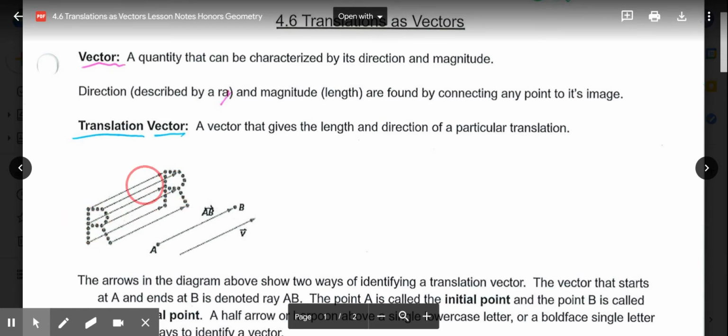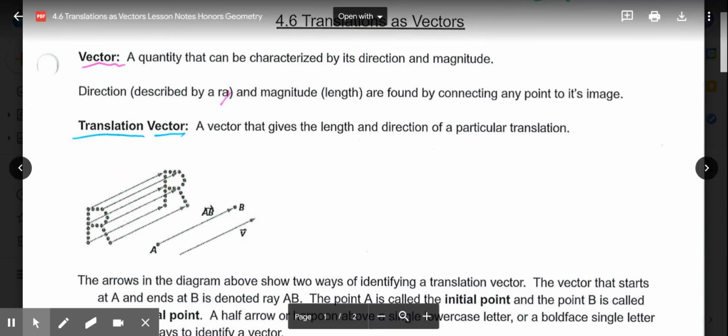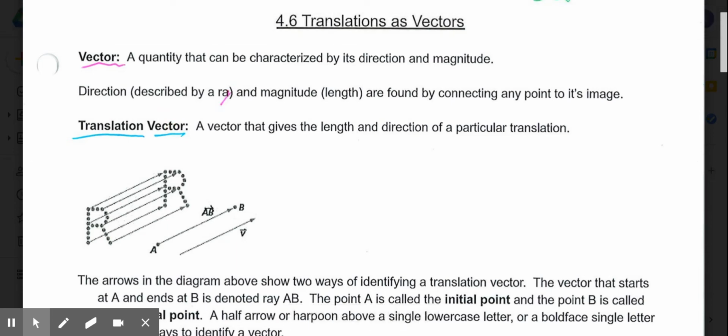If this just slid, we could choose any point off the R. So if I chose the point in the upper left, I would have to connect that with the point of the image R in the same spot. And by doing so, I am drawing my vector, which gives me the length from the original point to the new point and the angle or direction of that shift. So a translation vector is a vector that gives the length and the direction of a particular translation.